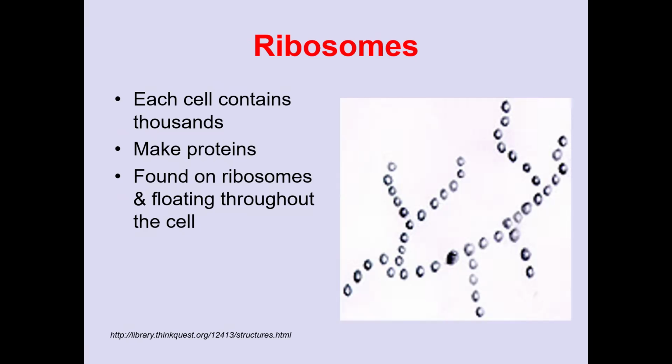So for ribosomes, look at their structure here, or the picture here. Each cell contains thousands of these ribosomes, and they are used to synthesize proteins in the cell. They are found on the endoplasmic reticulum and also throughout the cell.